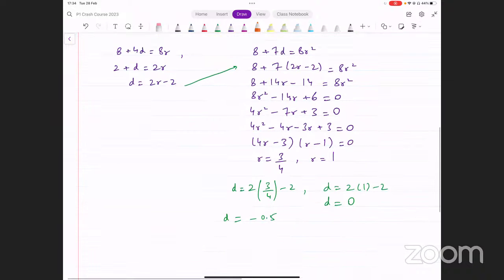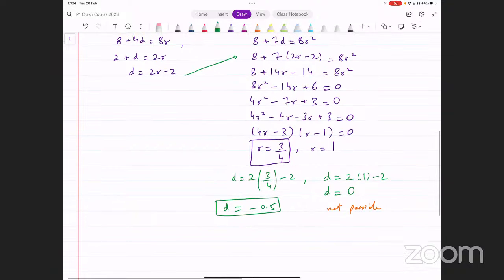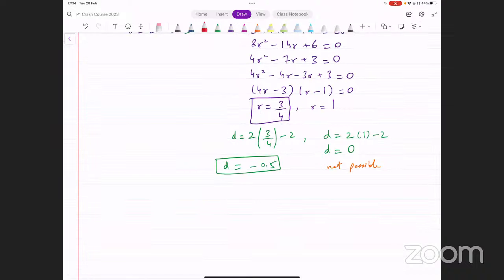So we ignore these values. We say this is not possible because it's given in the question that it's not. And we have this value of r, which is 3 over 4, and this value of d, minus 0.5, which are the two valid answers of this part. Okay, that was the first part.